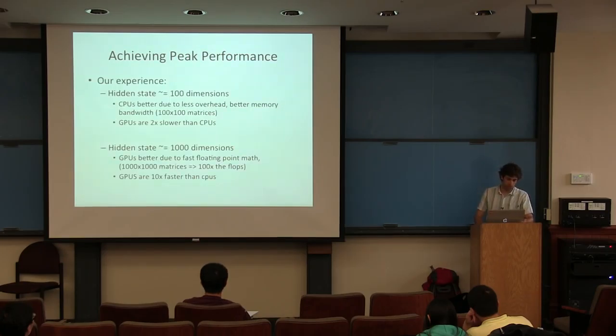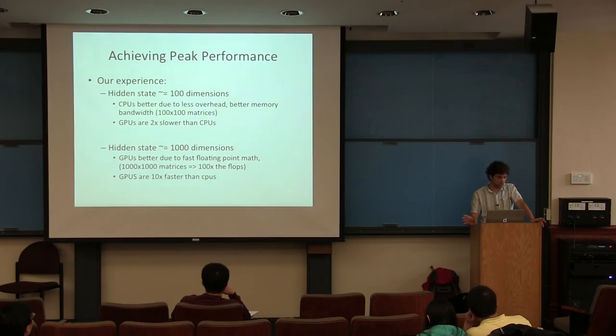So just to give you an idea of some of our experiences working with GPUs, just implementing a simple RNN model, we experienced two different cases. When we were using a hidden state of about 100 dimensions, we actually found CPUs were faster. And this is due to less overhead, better memory bandwidth. Recurrent neural net? Yeah, exactly.